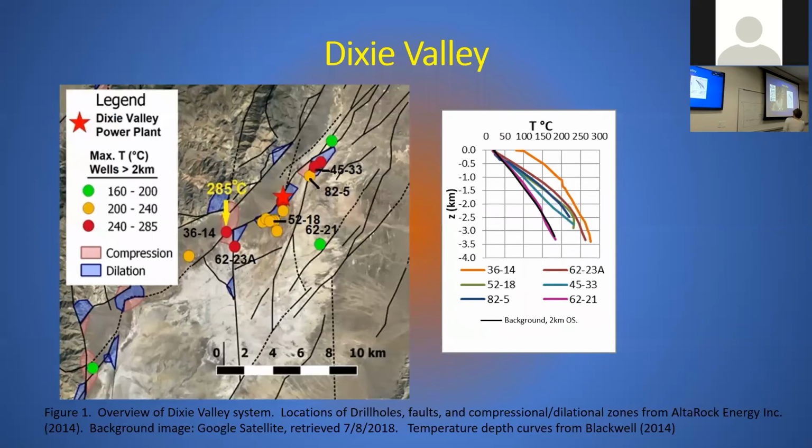I don't know how well I can show this, but here are the wells. If I was to plot out the average geothermal gradient in this area, it should be about like that. And these are all of these different wells here. In this case, you can see a well that's almost like 100 degrees higher.